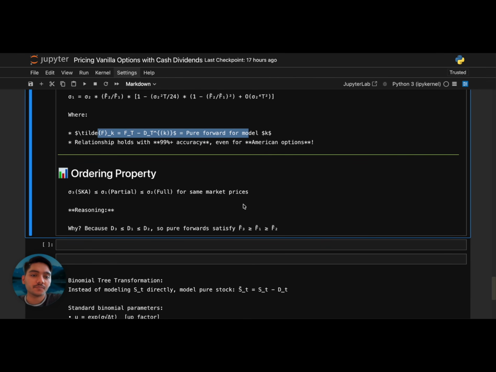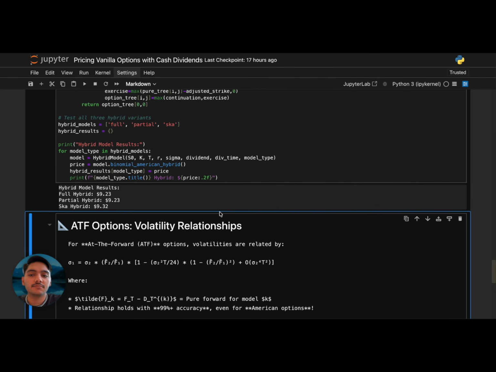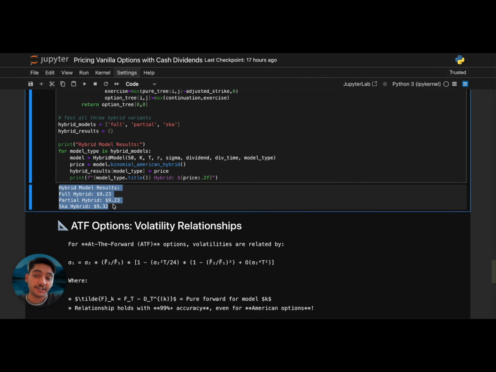So the ordering property is this for the same market prices. The reasoning is that D3 is less than D1, less than or equal to D2, so pure forward satisfies F3 greater than or equal to F1, greater than or equal to F2. Looking at this result, we're seeing a 50 cent to $1 difference between the models. That's not a rounding error on a $1 million option position. There's a significant change if we are doing a large number of positions. So we are talking about real money.